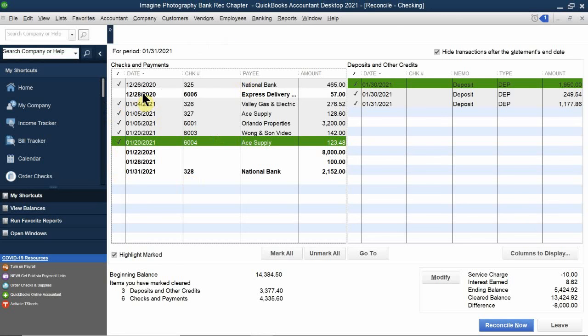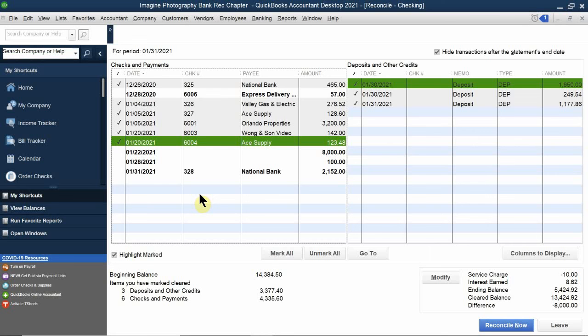So that means I have a couple of checks that have not cleared yet. That means whoever I wrote that check out to has not deposited the money, or they haven't received it yet, or they just received it. Usually when you write checks at the end of the month, it won't clear until February, because of that standard waiting period of two to three days. So in this case, I have an outstanding check for 6006 and one for 328. These are checks that have not cleared yet, because your bank statement has not recognized it or taken it out of your bank account.